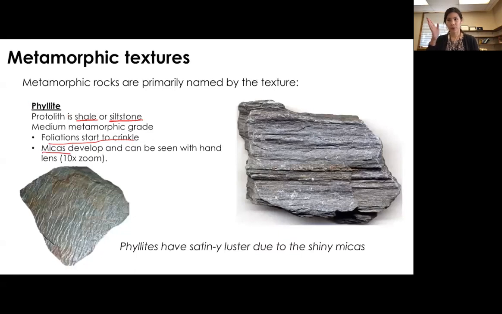So remember, micas are those platy minerals, and they often tend to be somewhat shiny. These micas can be seen with a hand lens. So they're not quite at the level where you can make them out with your naked eye, but they're visible at about 10 times zoom. Because these micas are there, the phyllites have this shiny look to them that's not present in slates, which you can see in these two examples here. And that's light reflecting off of those shiny micas.